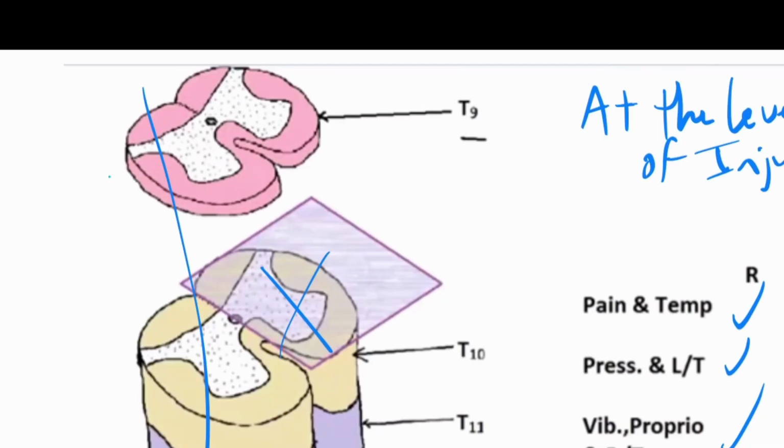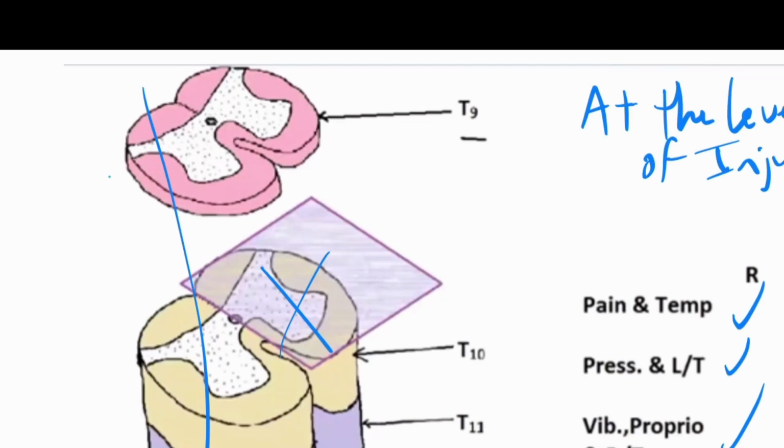So if it's T10, T2, L5, you know, that's the level we're at. No matter where you are, that's what they're going to lose. It's always the same. Know what side it's on and go from there. On your exam, make sure you read all the words, because I may put in right or left side. Also, I may throw in spinothalamic versus corticospinal in there. Make sure you pick the right ones. Okay? So this is at the level of the injury.